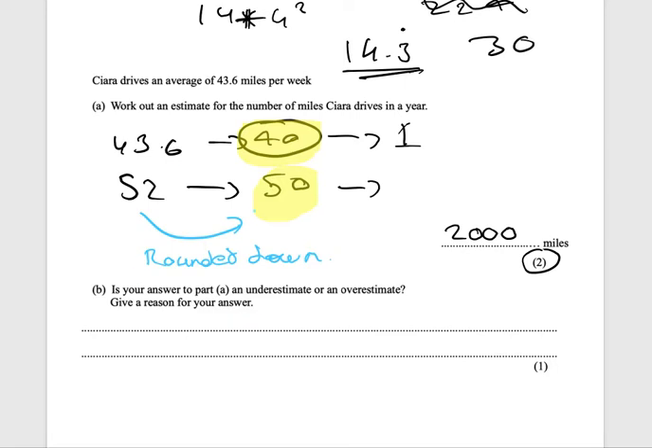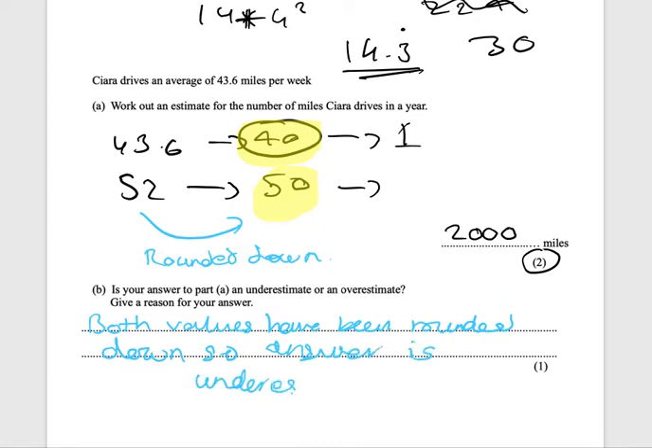So if you've rounded both values down, your answer is going to be an underestimate. Okay, so both values have been rounded down, so the answer is an underestimate. Okay, and that would be worth 1 mark.